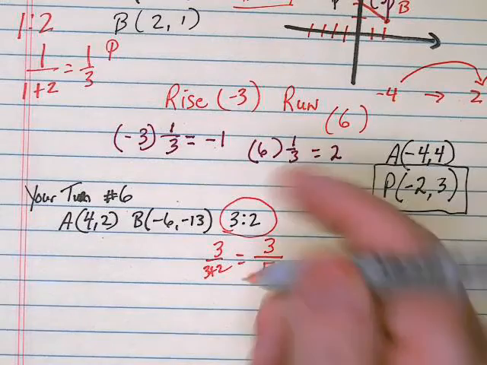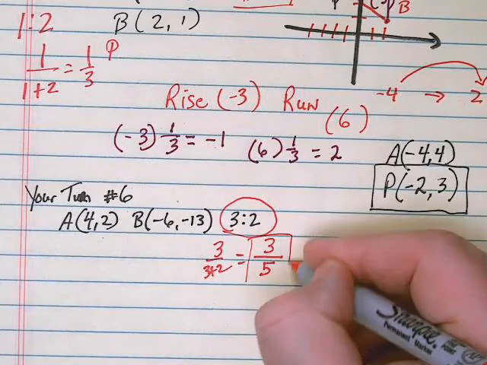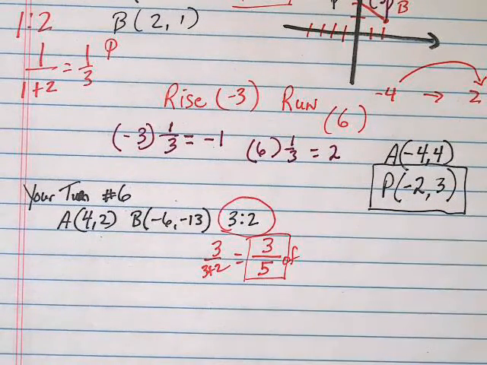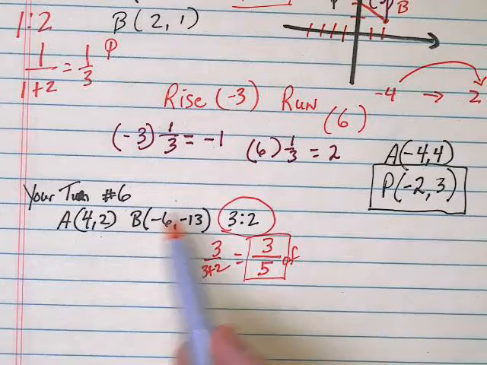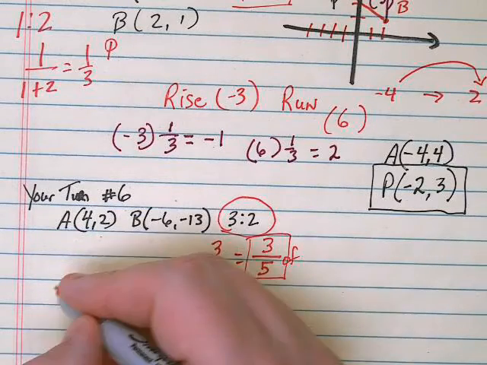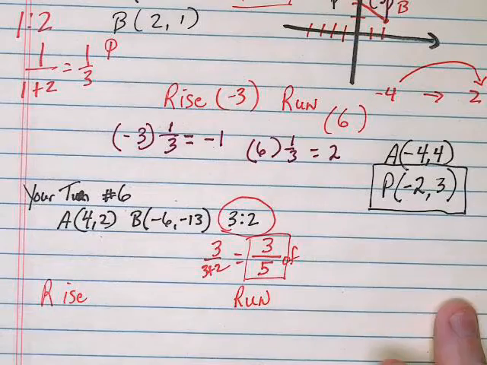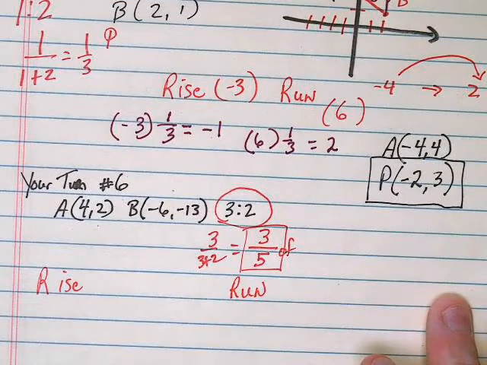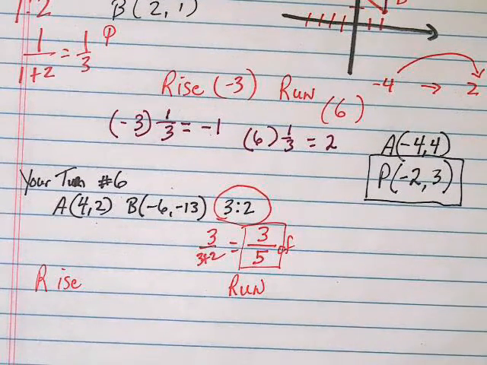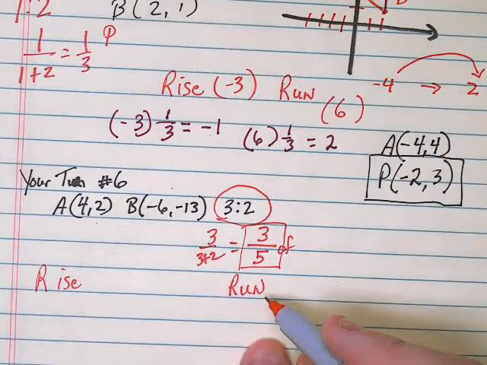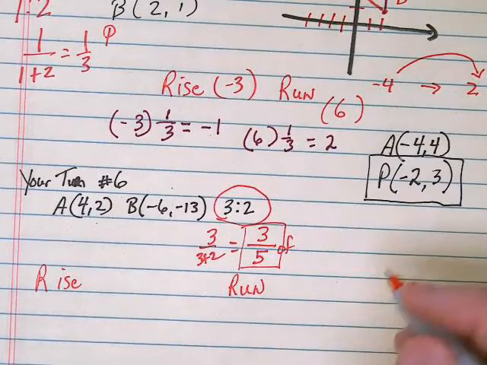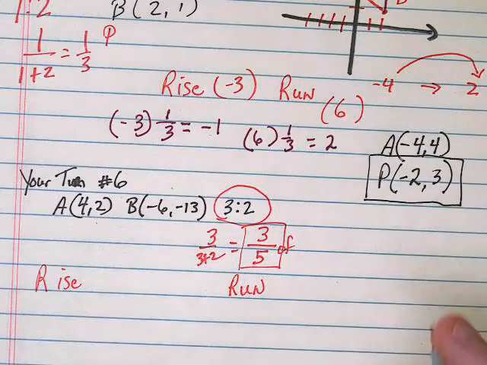So we got 3/5 of the distance. Now we've got to find the rise and the run, and then we're going to use that concept. It doesn't matter which one we do first, just don't get them confused. Remember, the rise is always the y values. The run is always the x values. Let's do run first, the x's.